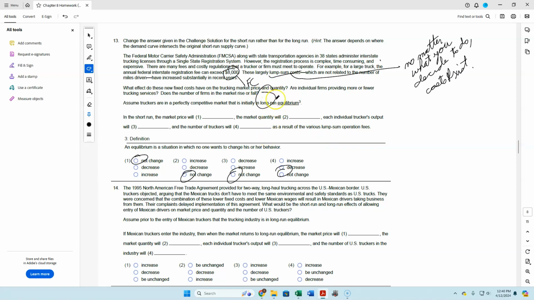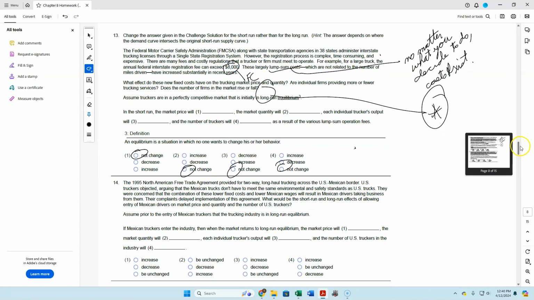Because in the short run, we would see some of these changes around it, that some firms would exit the market. But in the long run, the costs are basically baked into the market. I know it seems really odd that they'd want to ask this specific question, but if you missed this part of it, then the problem would have seemed more difficult than it actually was.